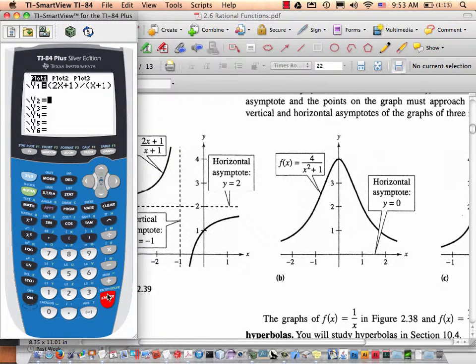So what's happening to the function as you approach infinity, as we're getting larger and larger and larger? What's happening to the y value as x is getting larger and larger and larger?